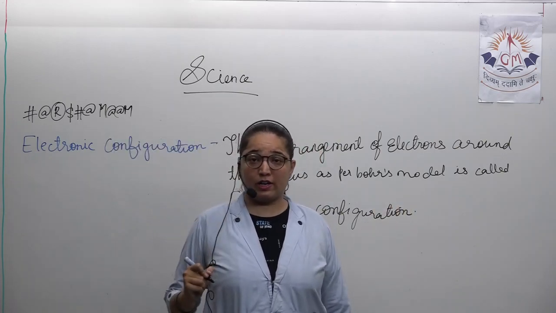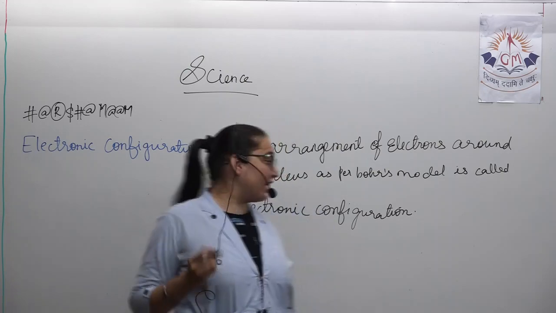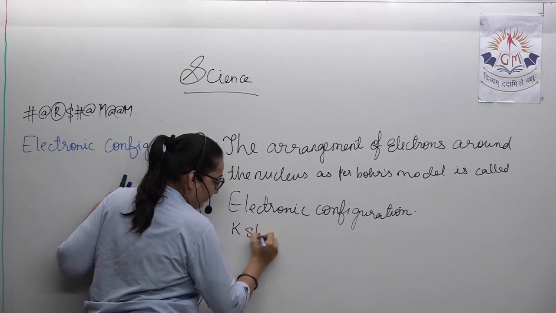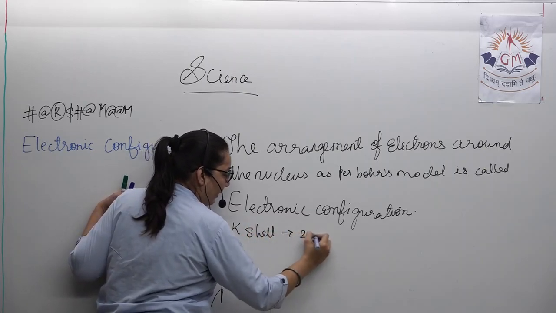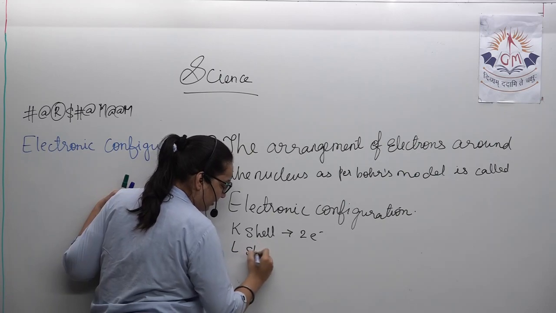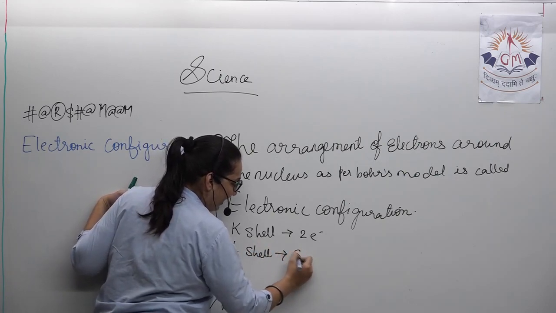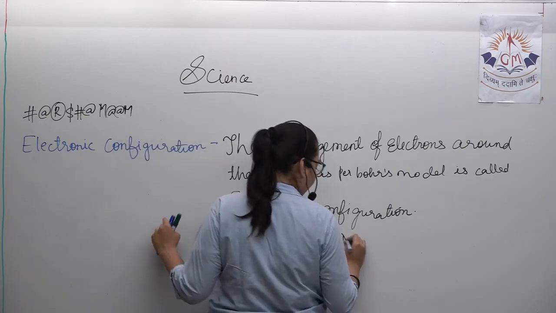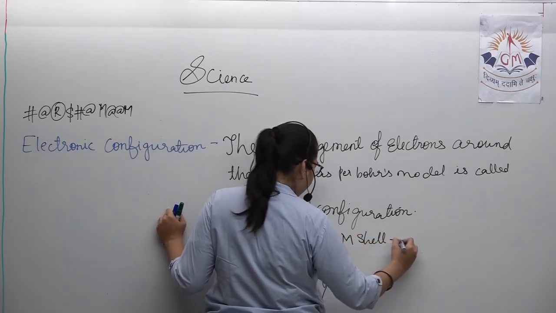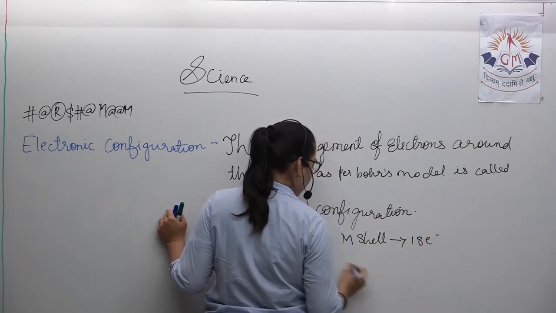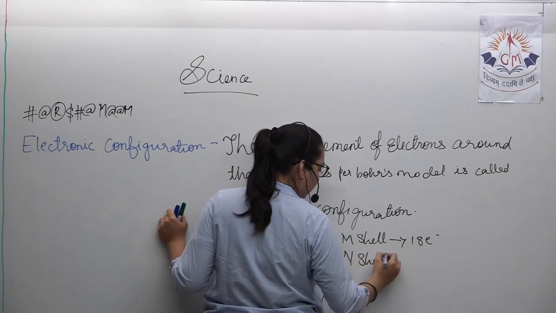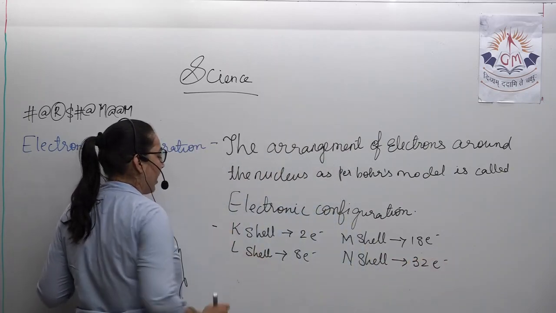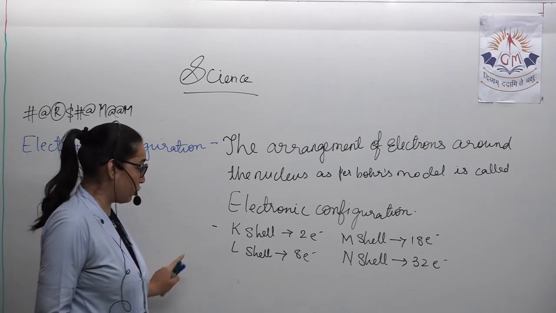That is what electronic configuration is, and the basic way by which you are knowing that in K shell there will be 2 electrons, L shell there will be 8 electrons, M shell there will be 18 electrons, and N shell there will be 32 electrons. This is what we have already seen in our previous lecture.